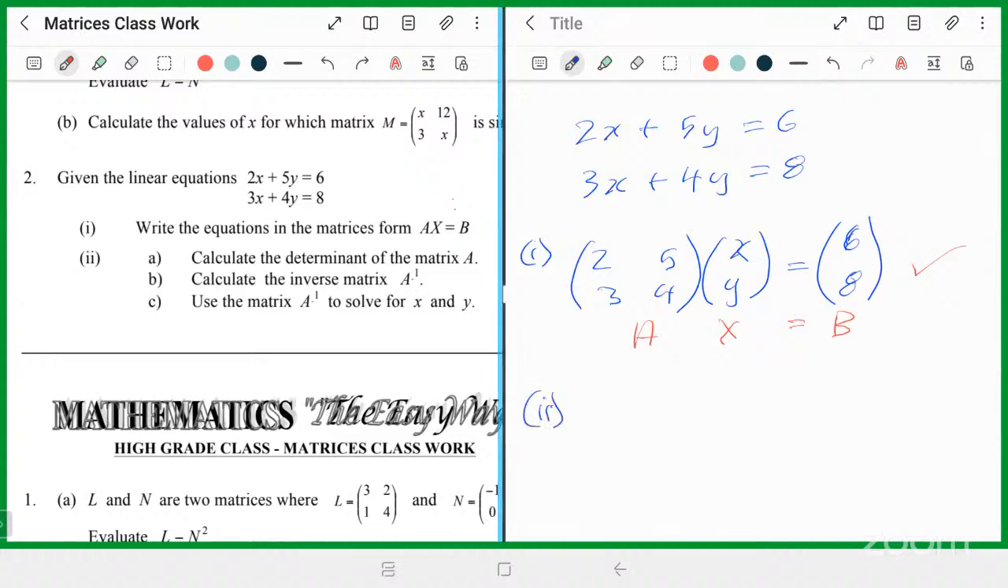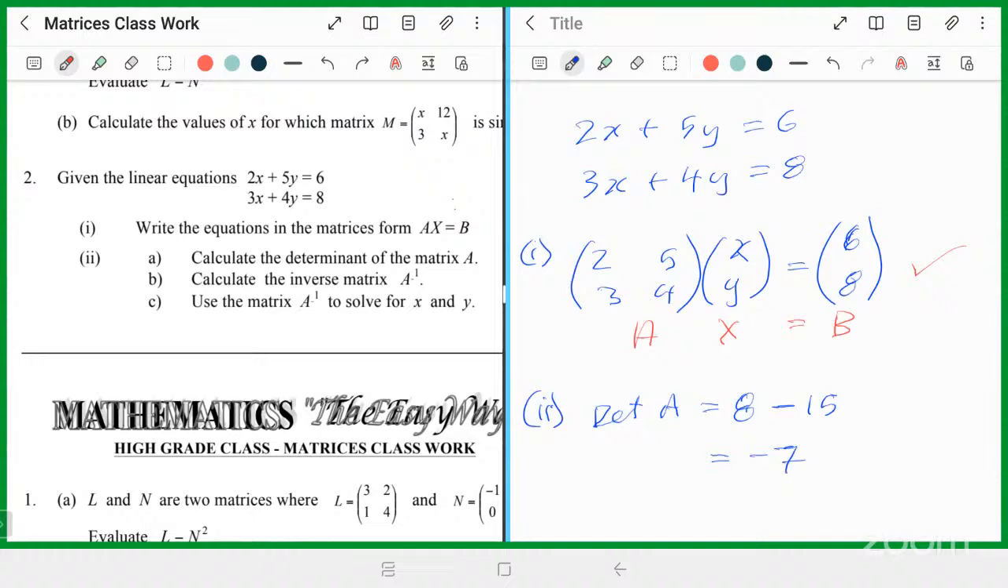Part 2 says we have to calculate the determinant of the matrix A. Remember, this is the A now. We want the determinant of A. So the determinant of the A, remember, is always the first diagonal product. I have to do that product first. That's the leading diagonal product, or the main diagonal. So it's 2 times 4 is 8, minus the second diagonal product. The product of the values on the second diagonal, that's 3 times 5, that's 15. And then 8 minus 15 is negative 7. So the determinant of that matrix A is negative 7.